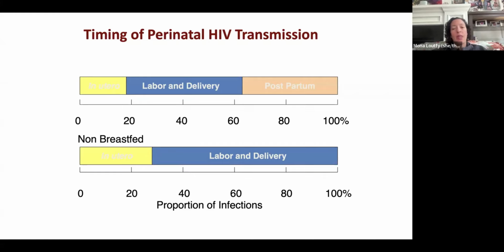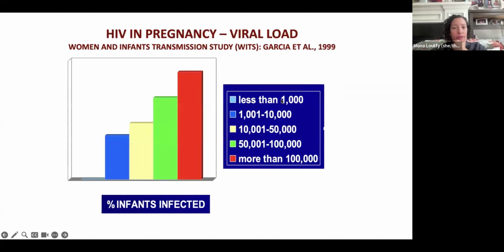And then you can see on the top graph that breastfeeding in the context of not being on antiretroviral therapy adds an additional 30% risk of HIV transmission.